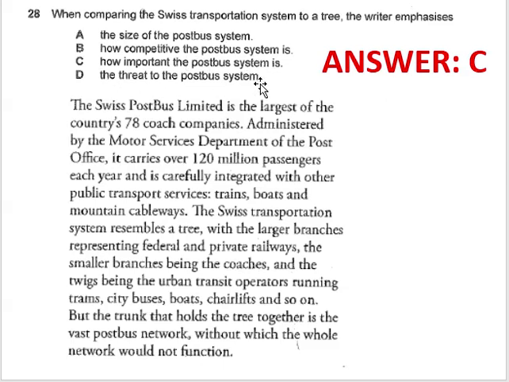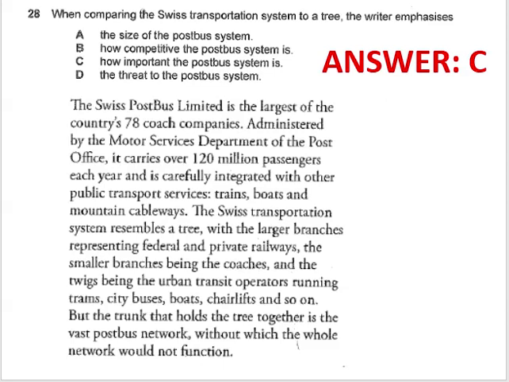Yes. So here clearly they are giving that, but the trunk that holds the tree together is the vast post bus network, without which the whole network will not function. So it's very important. That's why the answer is C. Then why not option D, the threat to the system? No, it's not talking about any threat or danger. So have you understood how easy it is to get the answers, guys? But if you waste a lot of time in reading the options, then definitely there might be some confusion.